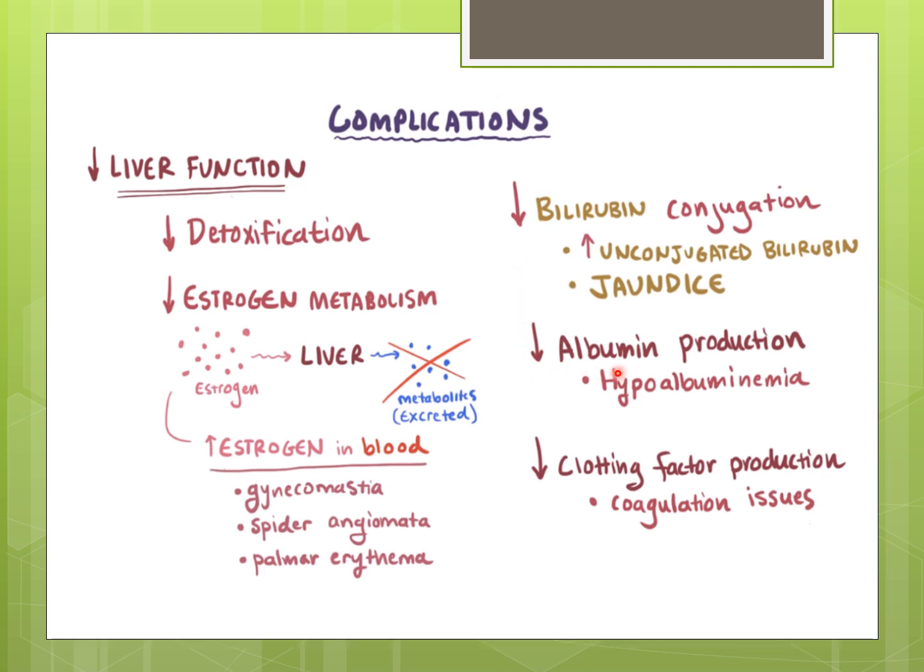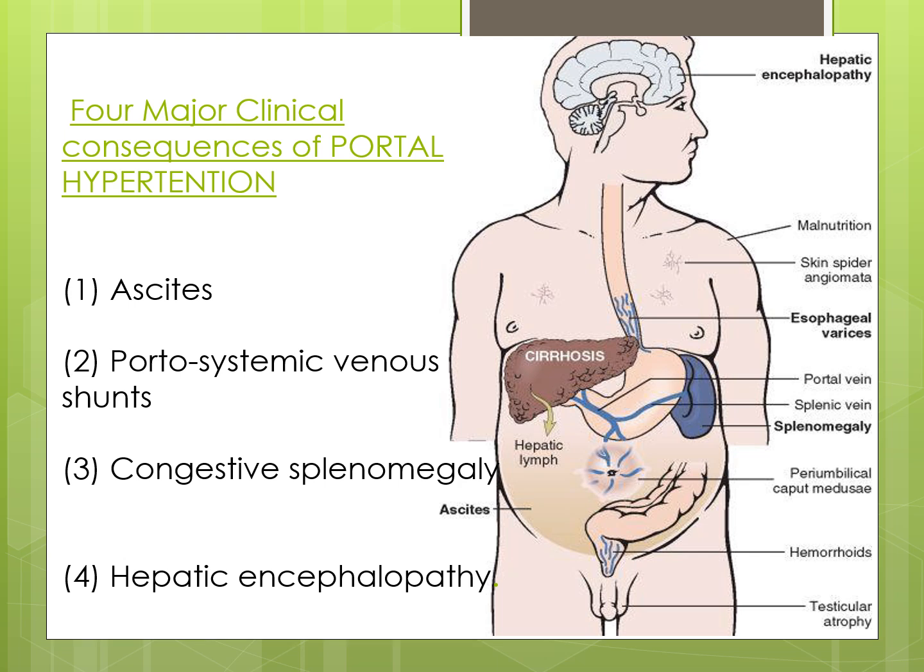Decreased albumin production will cause hypoalbuminemia and edema. Decreased clotting factor production will cause problems in coagulation, bleeding disorders, etc. And finally, this is an important slide of portal hypertension. We know about portal circulation. The liver is in the portal circulation, where the food and everything from the GIT is collected through the portal vein into the liver. It gets metabolized, and we all know about its importance.